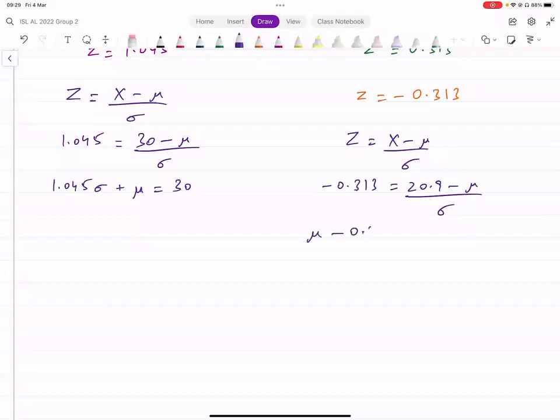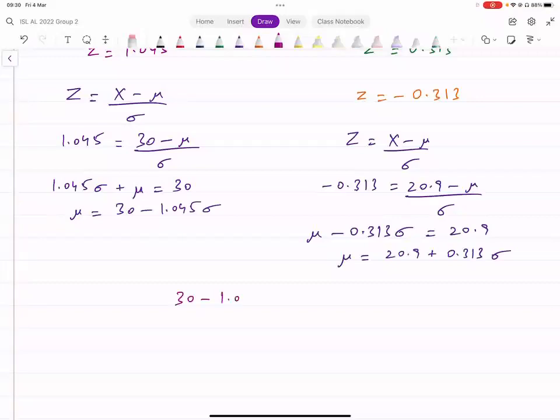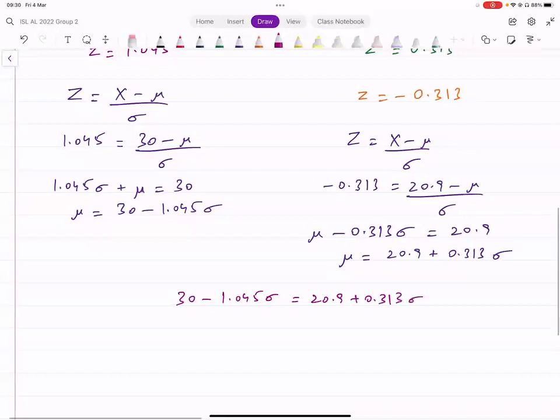Mu minus 0.313 sigma equals 20.9. You can make mu the subject from both equations: 20.9 plus 0.313 sigma, and mu equals 30 minus 1.045 sigma. इनको equate कर दें. 30 minus 1.045 sigma equals 20.9 plus 0.313 sigma. इससे आगे आप कैलकुलेटर पे डालें बस और देखें क्या आता है.